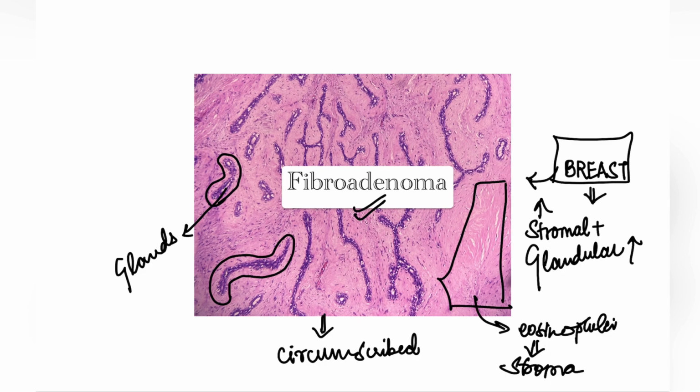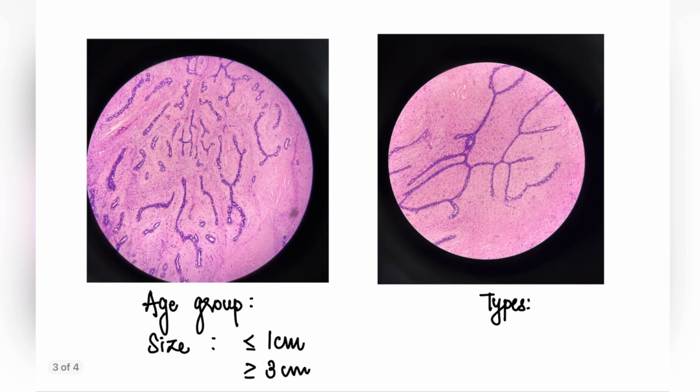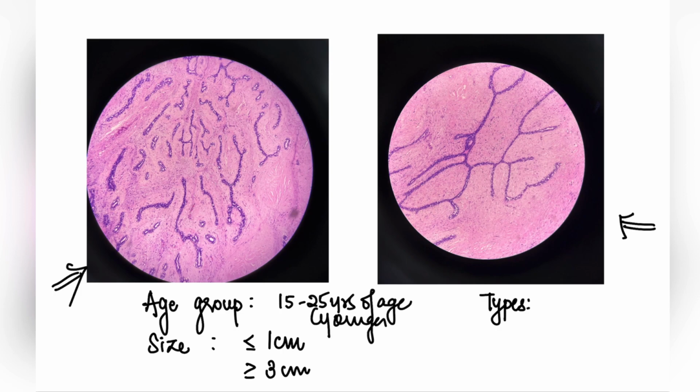Okay, now let's move on to a few basics. Again, these two images are the low power magnification of the same. So what is the age group? They usually arise in 15 to 25 years of age, that is younger females. And then there are two types of fibroadenoma. One is intracanalicular and the other one is pericanalicular.